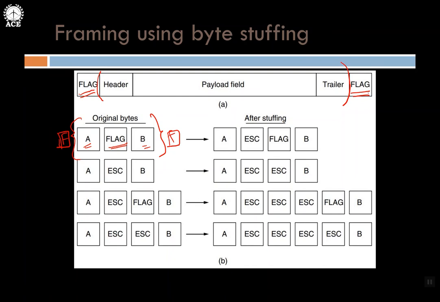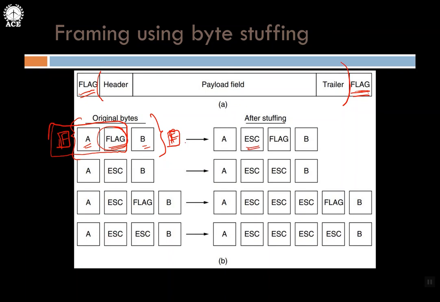But because of the presence of the flag, mistakenly the receiver may consider this as the end of the frame, because the flag is encountered here. But this flag is not the trailer. It is not the end delimiter. The frame is ending here with this flag value, but this other flag is occurring in the data stream and creating the trouble. So to prevent that problem, the algorithm says to use a special character called escape character.